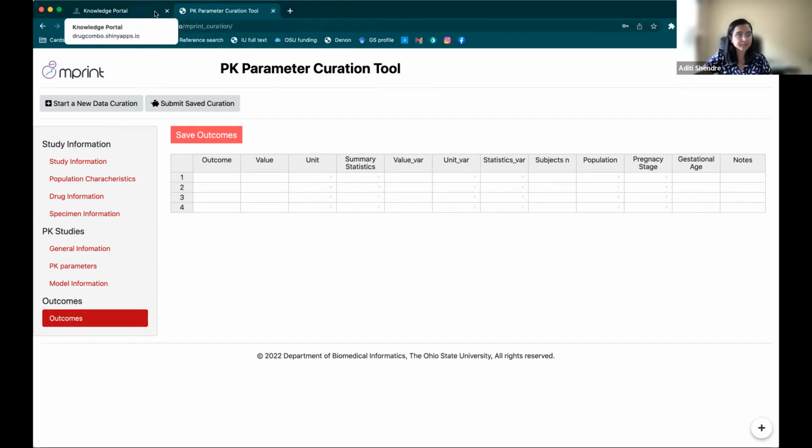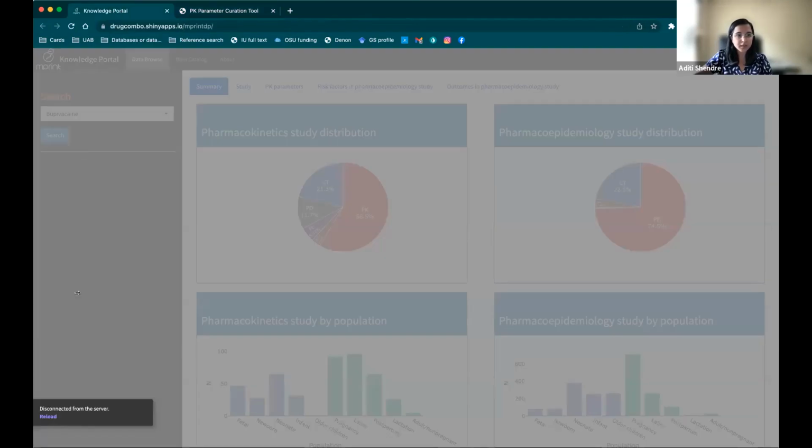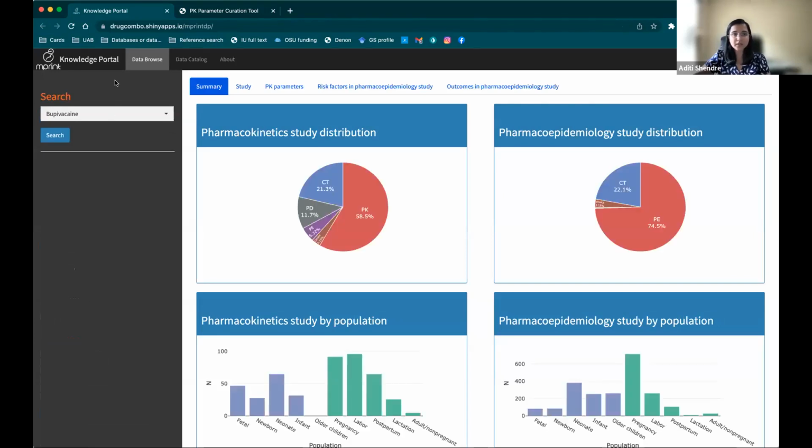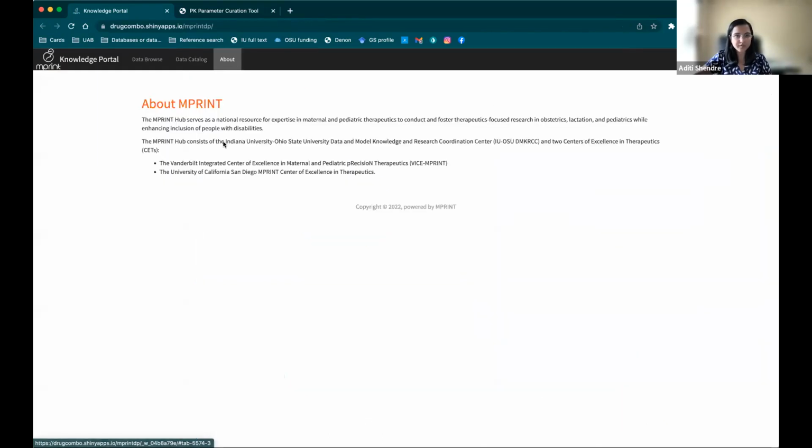So I'll move on to the portal itself. As I mentioned early on, it's more like a dashboard format. We have the header itself, with options for browsing the data, then the data catalog, and then just talking about imprint briefly, but maybe hoping to include other external links here.